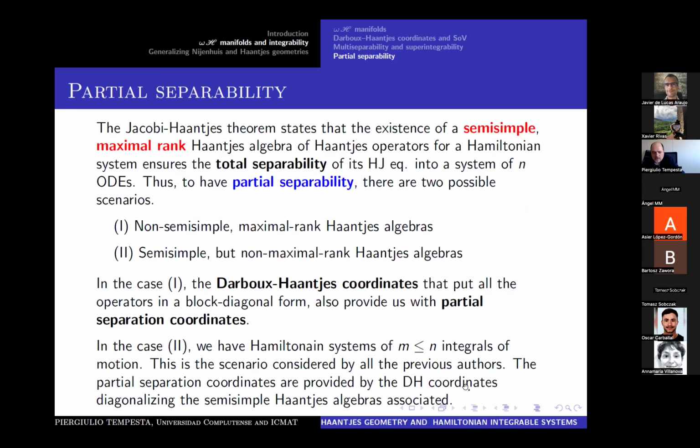So in two words, partial separability can easily be accommodated into this entire geometry. Precisely, we can produce these partial separation coordinates when we have two kinds of Haantjes algebras, either non-semi-simple but of maximal rank, or semi-simple but of non-maximal rank. And in these two scenarios, we can provide Darboux-Haantjes coordinates, giving us partial separation coordinates, okay?